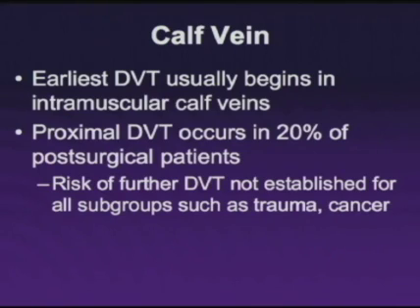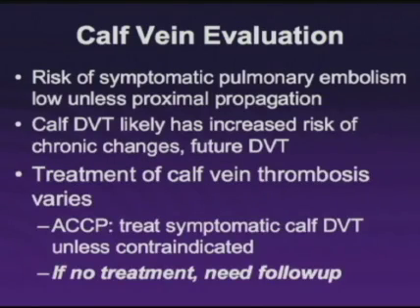Proximal DVT is much more likely to produce symptomatic pulmonary embolism, and so it's a more severe disease than isolated calf vein thrombosis. Additionally, some people are very interested in calf DVT because of an increased risk of chronic venous insufficiency and the risk for future deep venous thrombosis. And so the American College of Chest Physicians recommends treatment of symptomatic calf vein thrombosis.